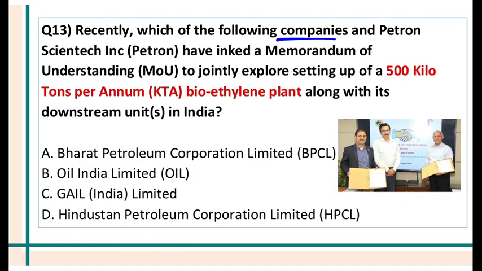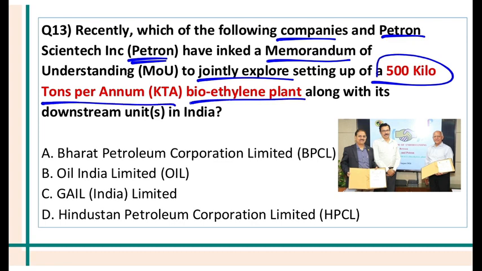Which of the following companies, along with a company from America called Petron, has signed an MOU to jointly explore setting up a 500 kilotons per annum bioethylene plant in India? The answer is Gas Authority of India Limited, which works under the Ministry of Petroleum and Natural Gas, and it will be a 50-50 joint venture.